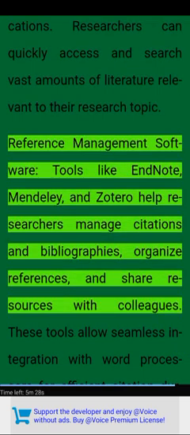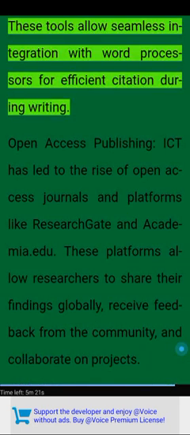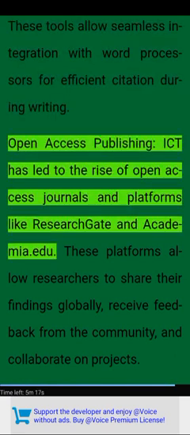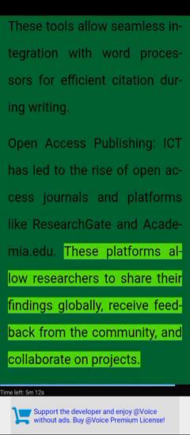Reference management software: tools like EndNote, Mendeley, and Zotero help researchers manage citations and bibliographies, organize references, and share resources with colleagues. These tools allow seamless integration with word processors for efficient citation during writing. Open access publishing. ICT has led to the rise of open access journals and platforms like ResearchGate and academia.edu. These platforms allow researchers to share their findings globally, receive feedback from the community, and collaborate on projects.